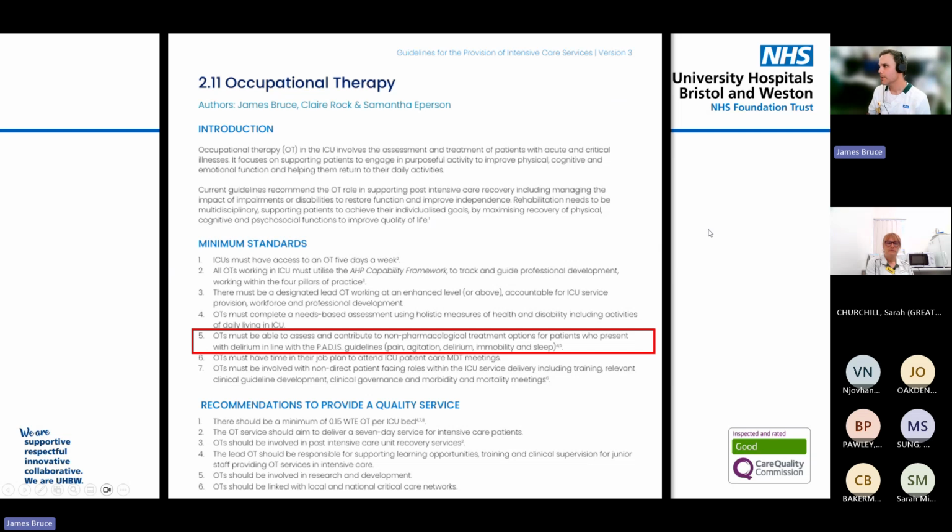If we look at GPICs, just come out this year, version 3, within the occupational therapy chapter, we've put it in as a standard. We want all OTs to be aware of non-pharmacological treatment options for delirium, and we want you all to use a PADIS guideline to frame your intervention. It's evidence-based. It's all we've got at the moment. We need to start somewhere. And if we as therapists are using the framework, that will gradually build into the rest of the team.